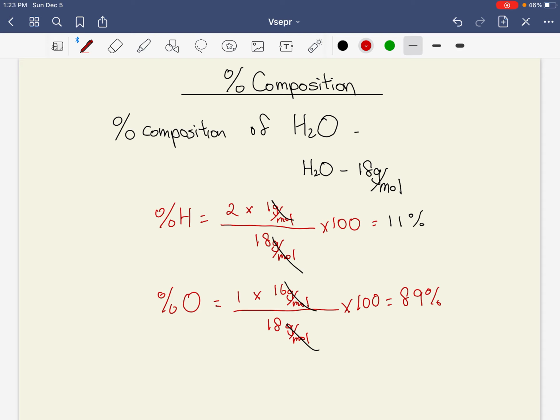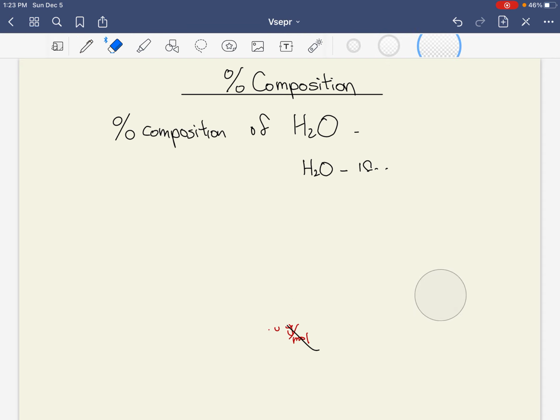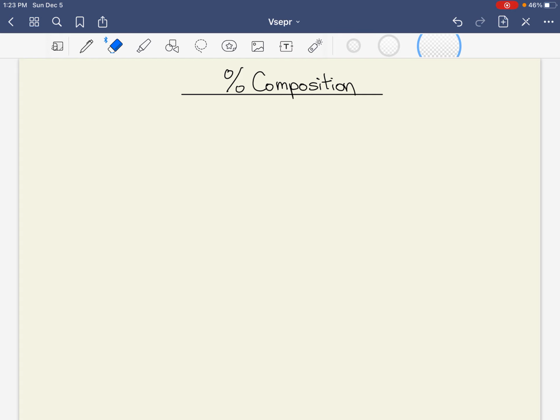Okay. So that's how you do percent composition. It's relatively simple. I guess the hardest part here is maybe counting the number of atoms. Sometimes it's a little tricky, right? You might confuse yourself. So let's do another example. It's not going to be that long. I promise you we'll be quick for this one.